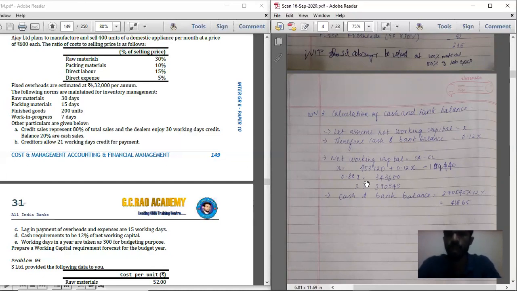It is 3,43,680. So 0.88x is equal to 3,43,680. And what is x? X is equal to 3,43,680 divided by 0.88. So below that, x is equal to 3,43,680 divided by 0.88.